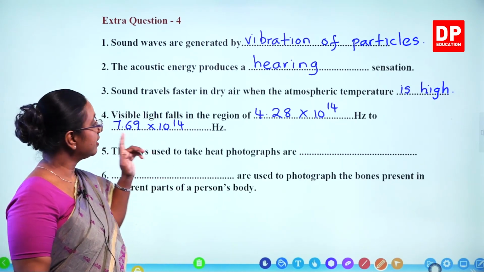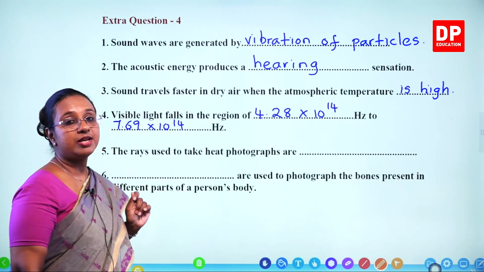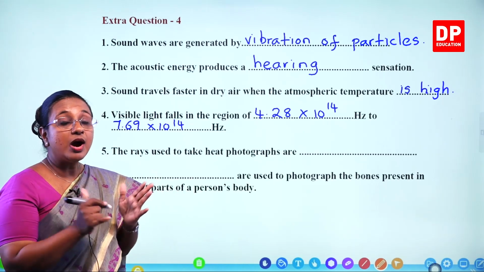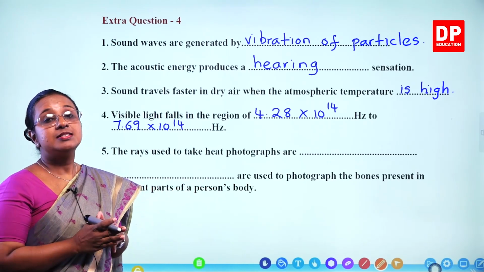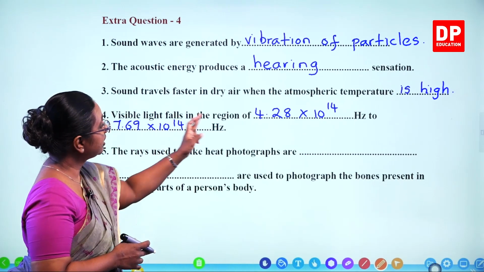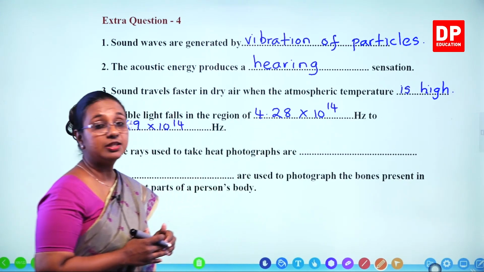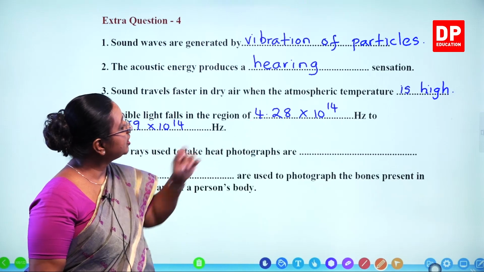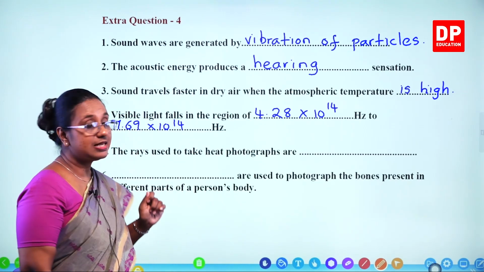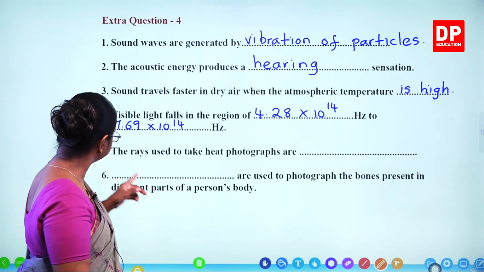At least, students, if you remember the values as 4 and 7.69 or almost 8, that is the region. 400 nanometers to around 770 nanometers is the region of the wavelength, but here they have asked for the frequency. 4.28 into 10 to the power of 14 hertz to 7.69 into 10 to the power of 14 hertz.